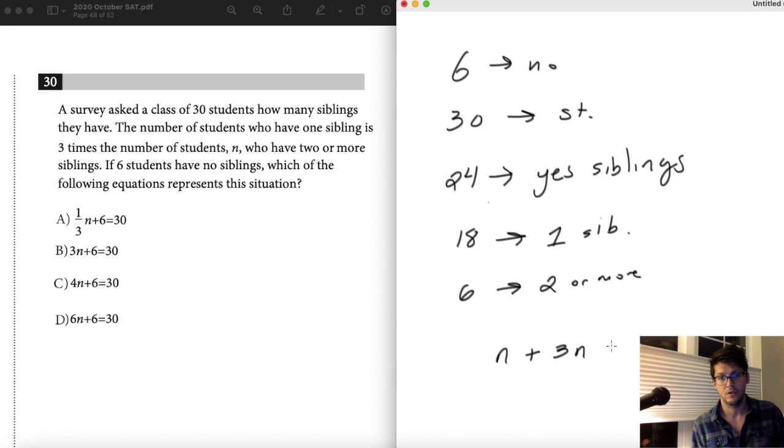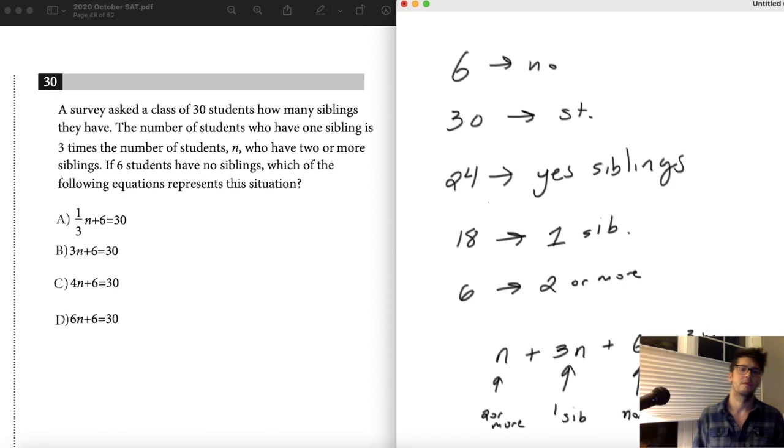So this is the 2 or more. This is the 1 sibling. And this is none. And those have to add up to 30. And then you could simplify and say that's 4n plus 6 equals 30.